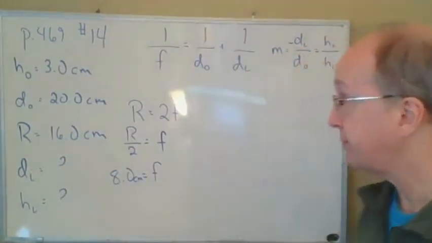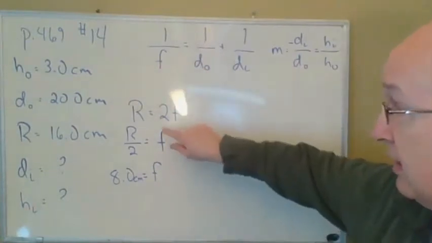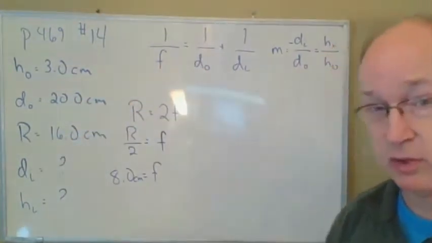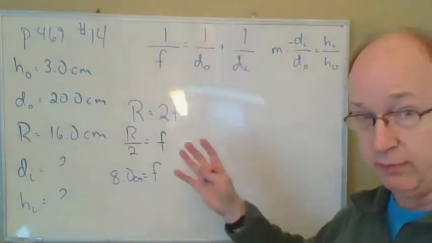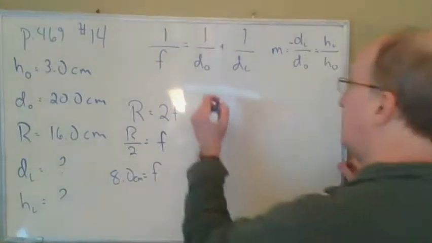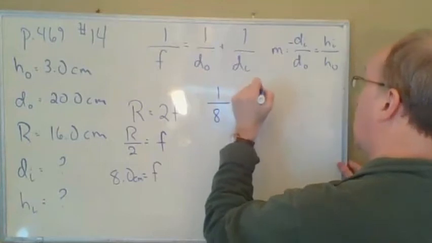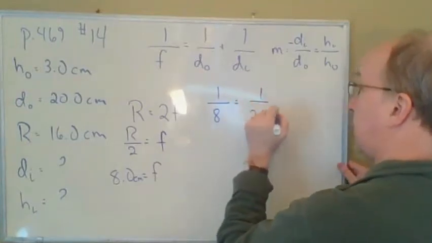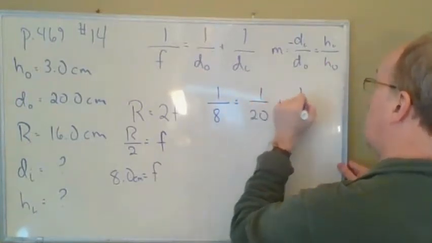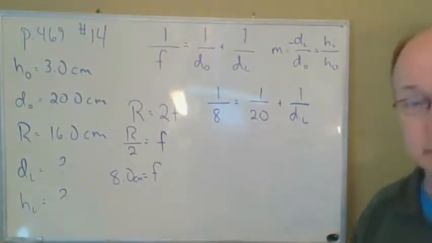All right? So that is our focal length. The focal length is always half the radius of curvature. The radius of curvature is always twice the focal length. So our focal length in this problem is 8. So what we know is that 1 over 8 equals 1 over 20 plus 1 over DI. And we're trying to solve for DI.